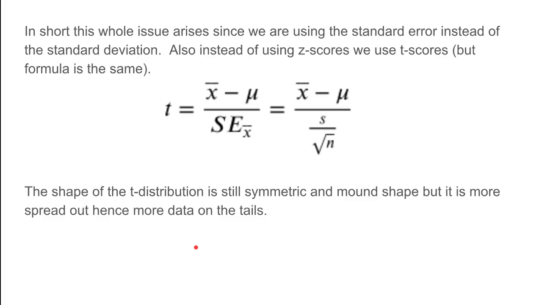The good news is the formula is pretty much the exact same thing for a T-score. You take your sample mean, you subtract the true population mean, which we really don't even know, and we divide it by the standard error. And again, that's why we're using a T model. So you might see that question pop up: why do we need a T model? It's because we don't know sigma. All we know is S, the standard deviation of our sample. That's what's causing this whole problem. Now, the shape of the T distribution is still symmetric, still mound shaped, so it does look really normal, but it is more spread out, hence why we have to deal with this issue.